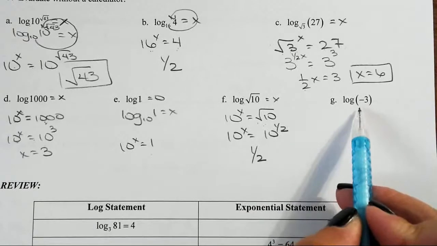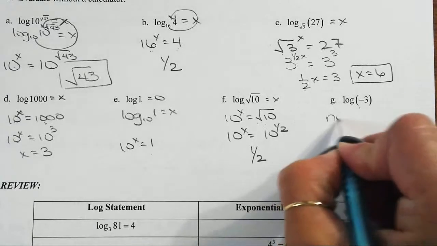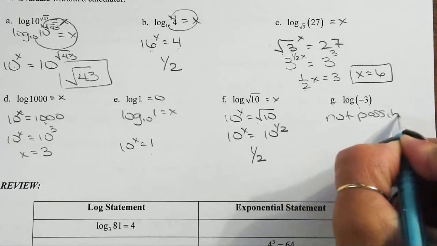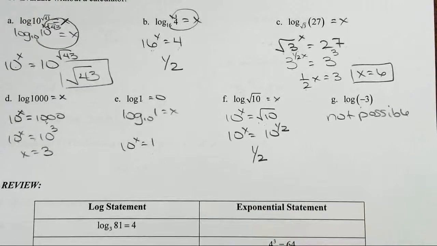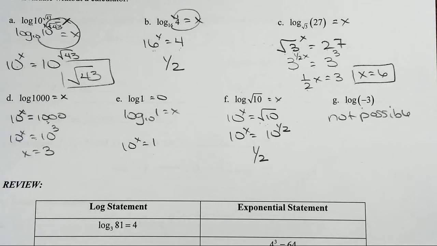Hopefully you remember the property that -3 is not within the domain of a logarithmic function, therefore this is not possible. You cannot take the log of a negative number. You can take the log of a number and your answer is negative, but you cannot take the log of a negative number.